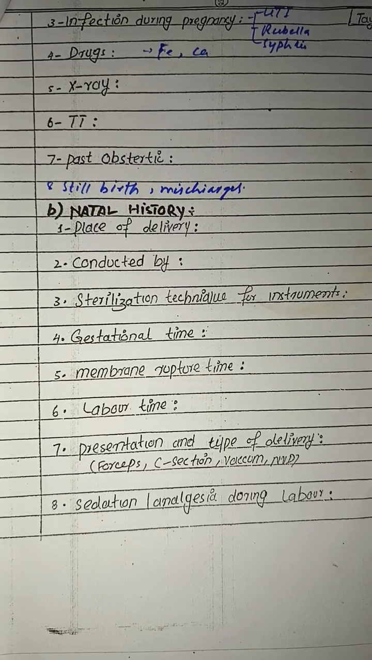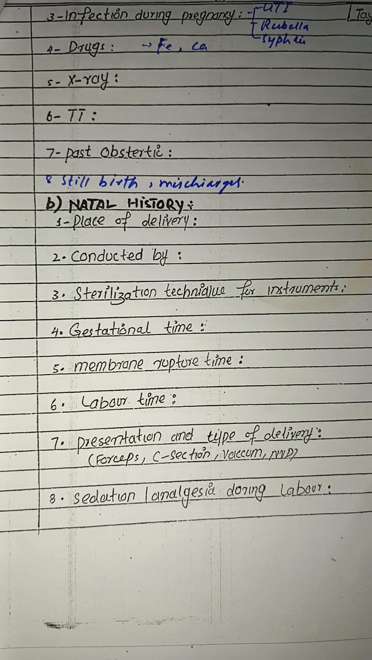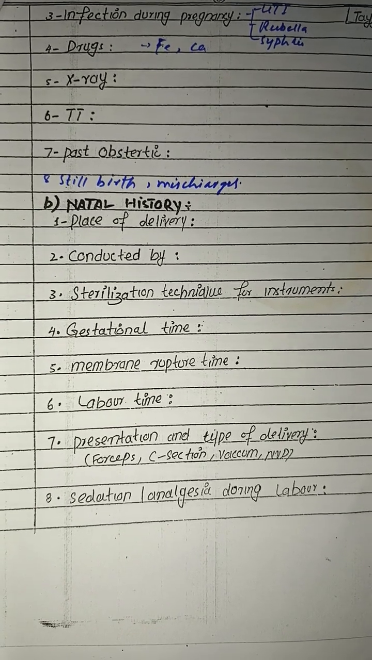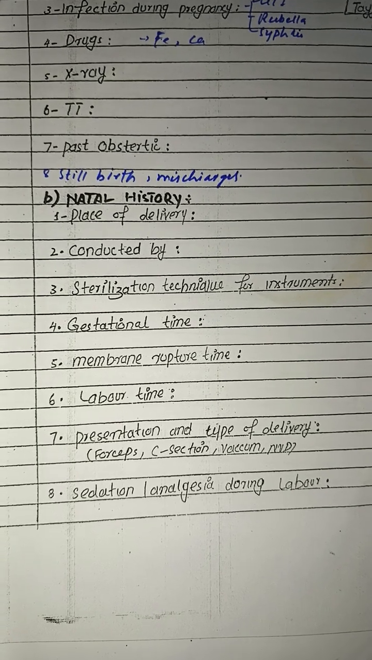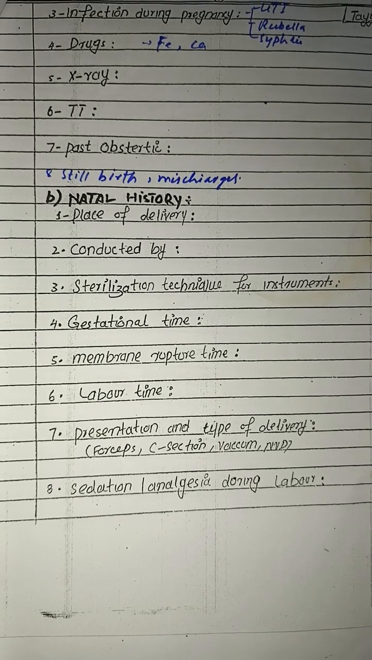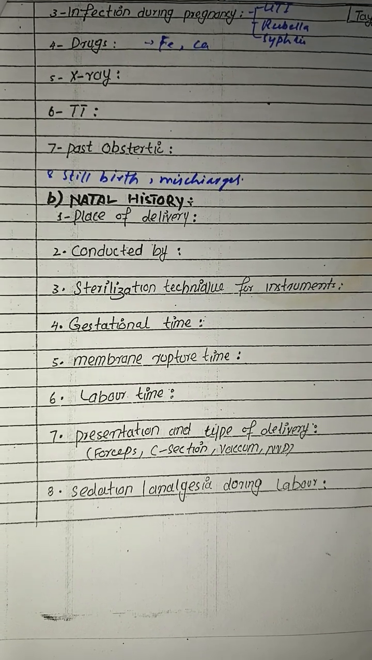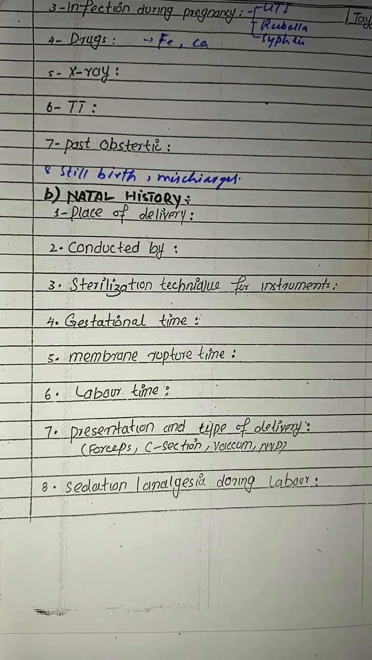pregnant women take in the first trimester is iron supplements, and in the second trimester they usually take calcium supplements. And any radiation done during the pregnancy, and TT injection done in the second and the third trimester, we have to ask about this. Any past obstetric history, stillbirth, history of stillbirth, miscarriages.